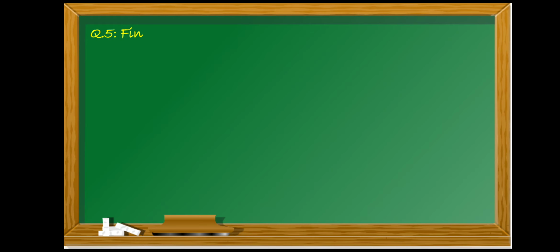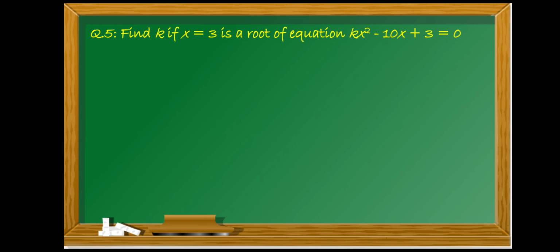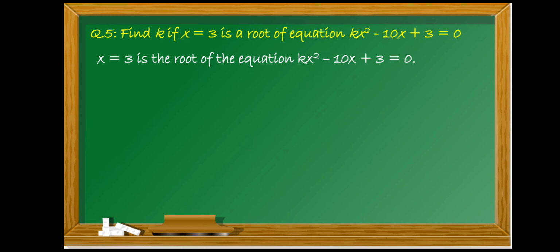Question number 5. Find k if x equal to 3 is a root of the equation, which means it is already stated that x is equal to 3 is the root of the given quadratic equation. So we are going to put the value of x, which is given here, 3. Your equation is kx square minus 10x plus 3 equal to 0. So putting x equal to 3 in the given equation.